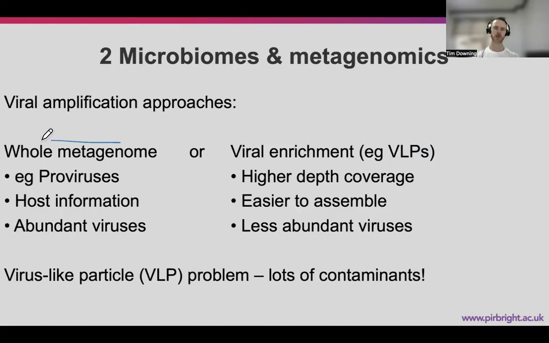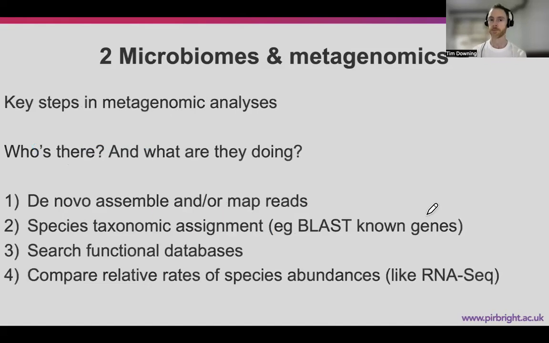For the most part, we're focusing on whole shotgun metagenomics, which can include things like proviruses, host DNA, and other contaminants. There are approaches based on virus-like particles, but these are prone to contamination. So in principle, they may give more precise information on the metagenome that's present, for common ones at least, but there may be biases built in there as well.